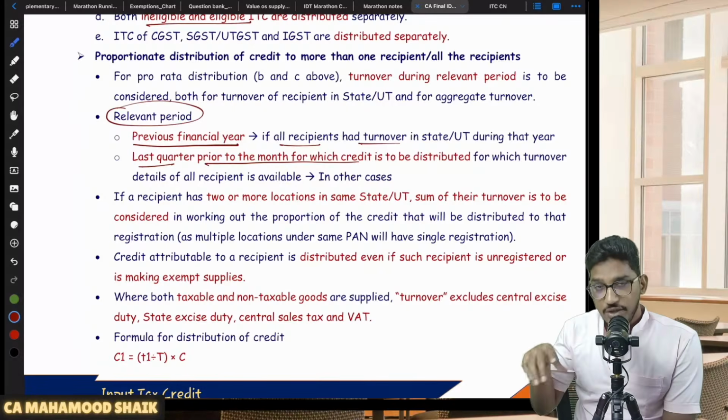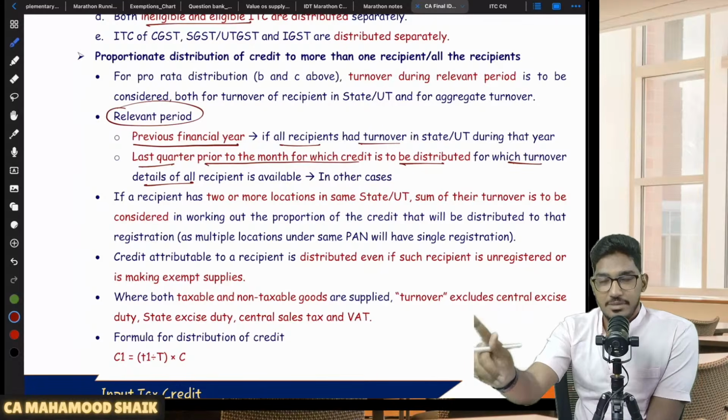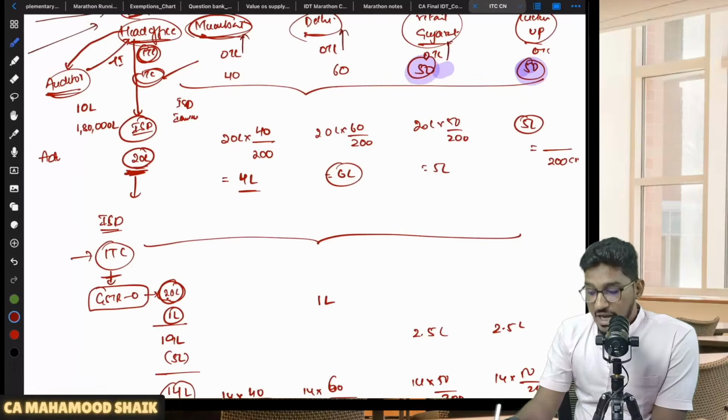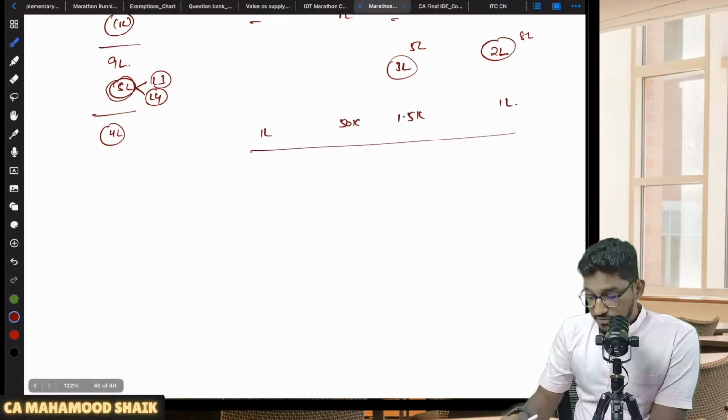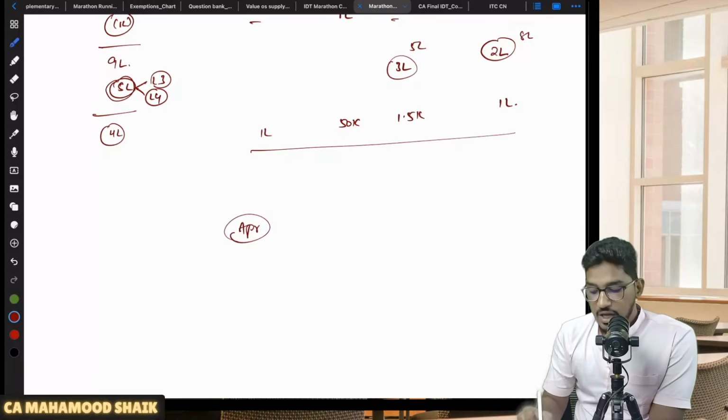the month for which credit is to be distributed. This month you are distributing, no? Take the last quarter prior to the month for which credit is to be distributed, for which details of all recipients is available. Let us say, for example, I am distributing it for the month of April. Okay, so now what I should do? First I will check last financial year. If last financial year turnover is not applicable, then I will check previous quarter. What is it, sir? January to March.